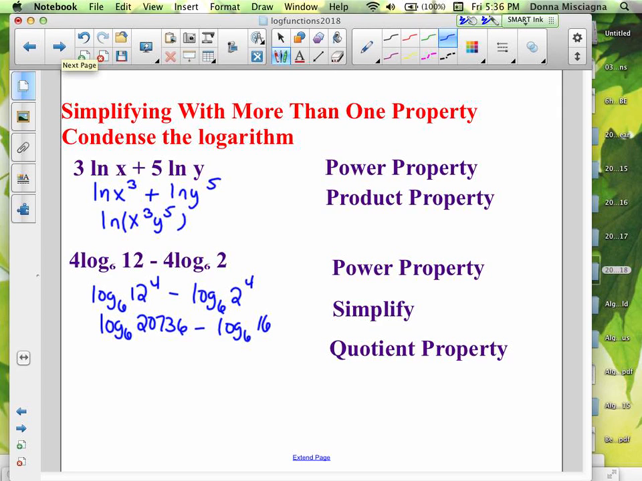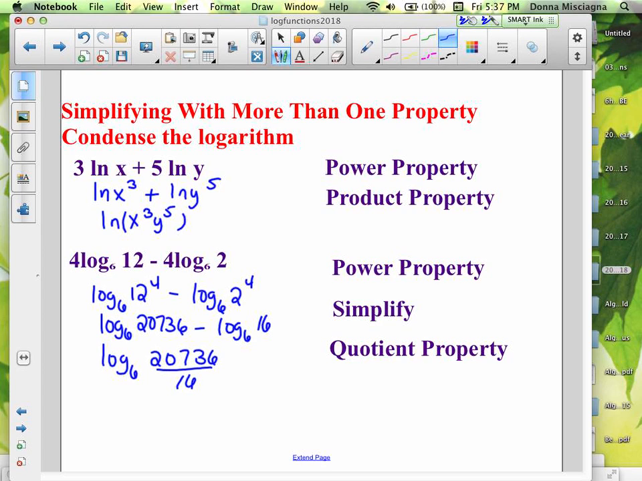Right, so I've moved the exponents back, and because these were just numbers raised to a power, I could just do that. All right, now I can take that difference of logs and make it the log of a single quotient. So that becomes log base 6 of 20,736 divided by 16.